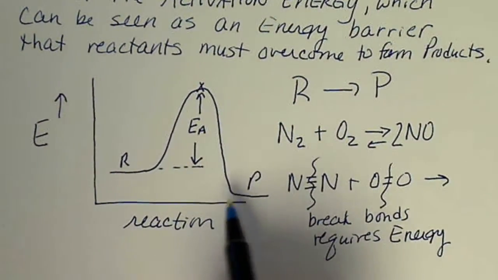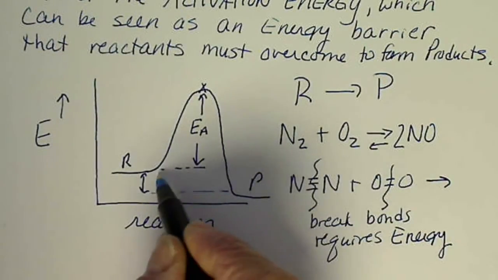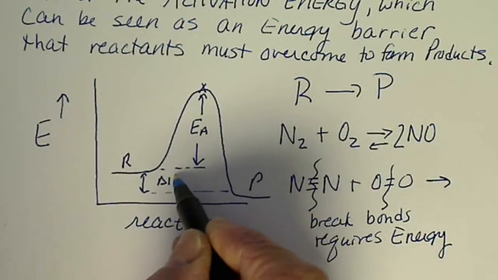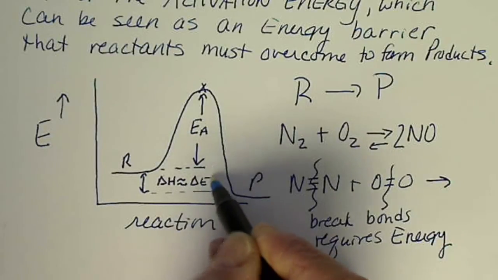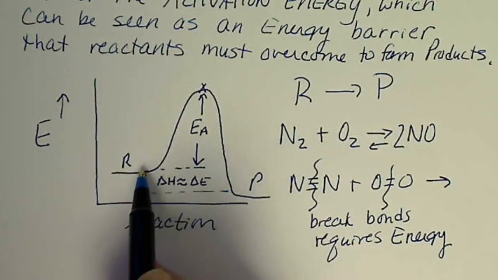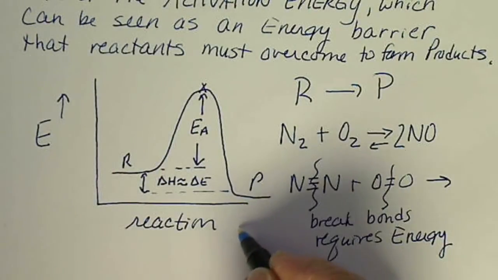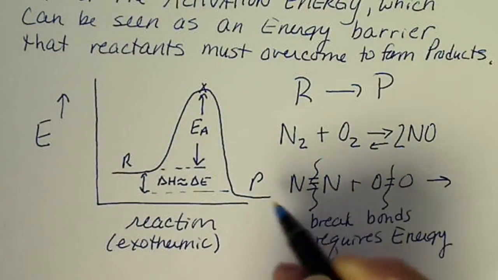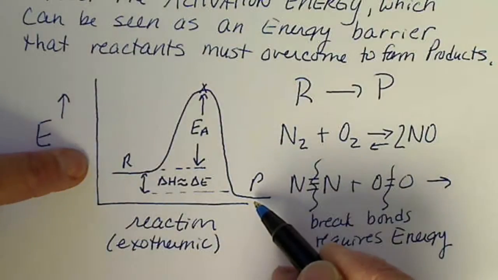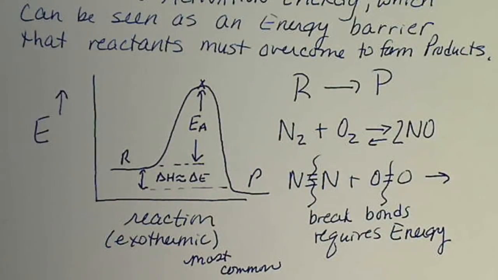So this overall energy, this difference right here between the reactants and the products, we could refer to as an exothermic reaction, where the enthalpy, the overall reaction, goes downhill in energy. So this would be an example of an exothermic reaction, where the products are lower in energy than the reactants. So this is the most common form that we would see, an exothermic reaction.